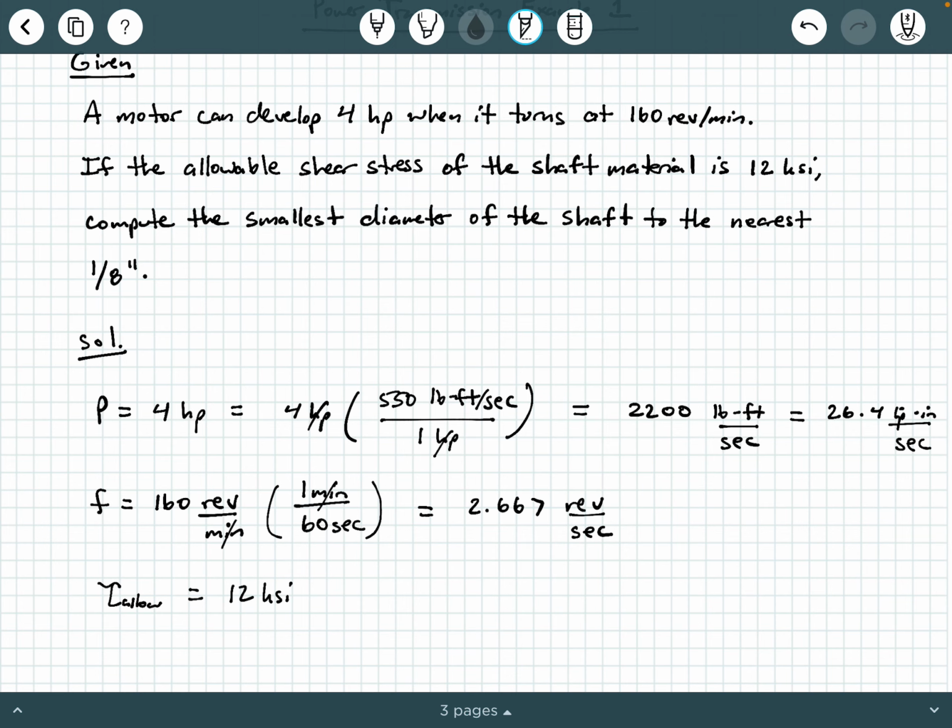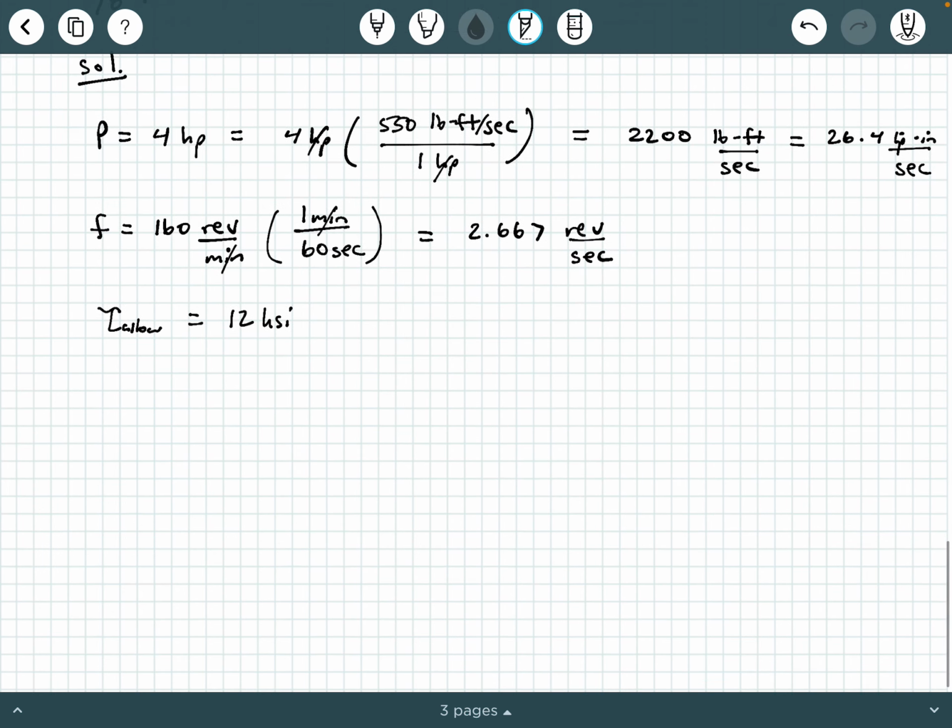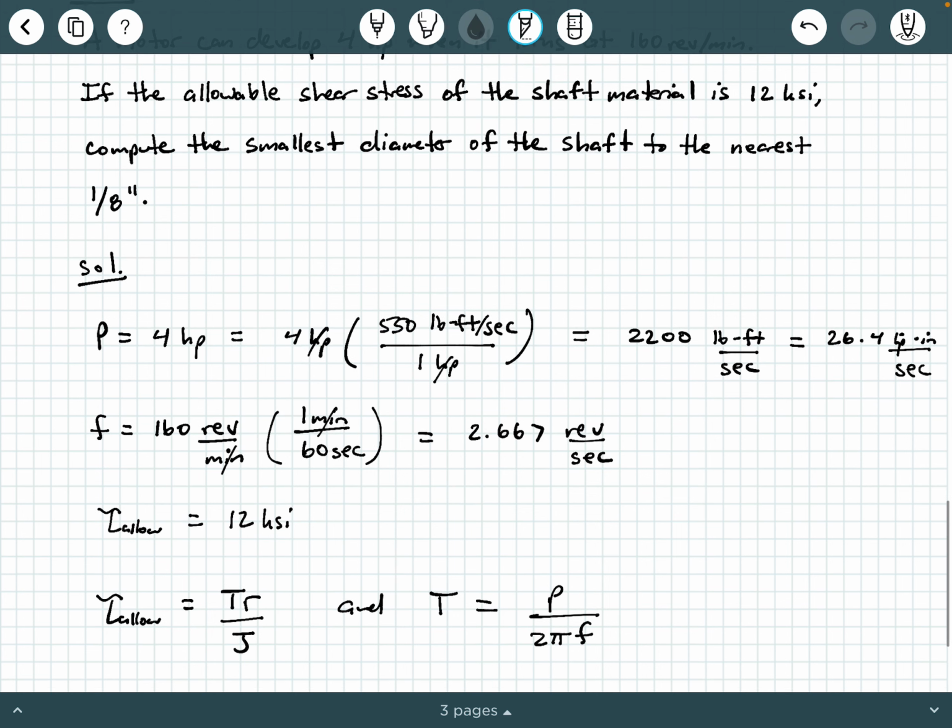Now what we can do is use our 2 relationships that we defined in the previous background video. One of them is that tau allow is equal to TR over J, okay? And the other is that torque can be expressed as power divided by 2 pi times frequency, okay? We're going to substitute these equations into one another strategically to solve for what we ultimately are looking for, which is the diameter of the shaft, okay?